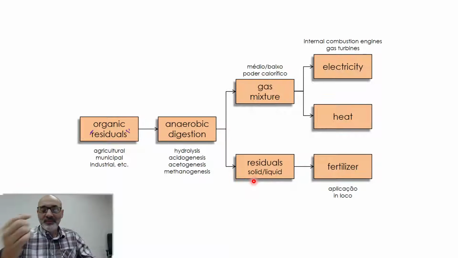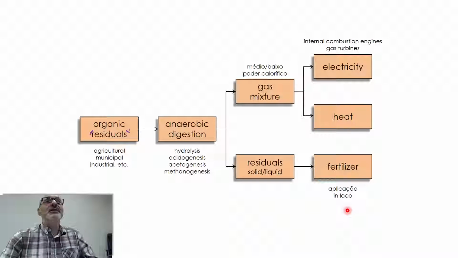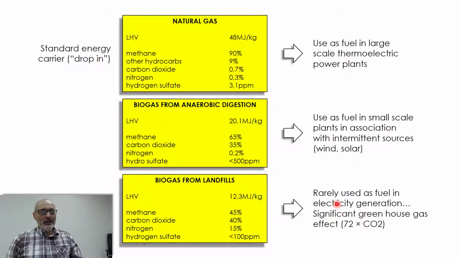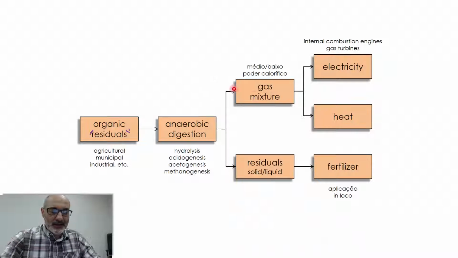One kilogram of solid residues contains almost one kilogram of fertilizer. So usually the solid residues are sold and the liquid ones are used in local applications because they are too heavy or the concentration is too low. Okay, well, let's see what the composition of the gas is that you get here.